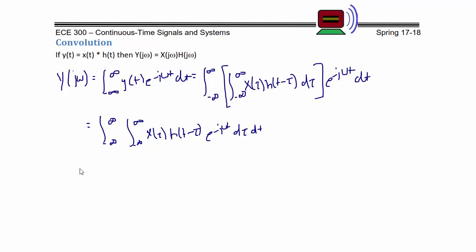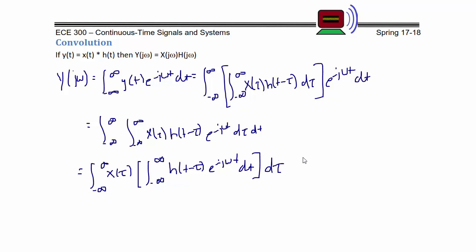So rearranging, we have the integral from negative infinity to infinity, x of tau times the quantity, the integral from negative infinity to infinity, h of t minus tau, e to the negative j omega t dt, d tau. So now we're going to do a substitution. Let sigma equal t minus tau, which means that t equals sigma plus tau, and that d sigma equals dt.